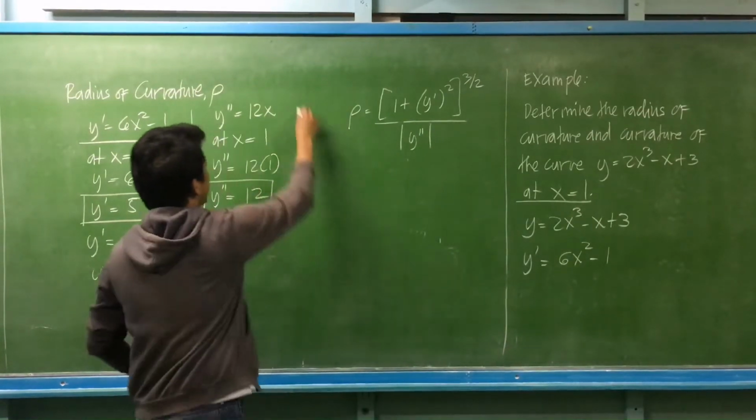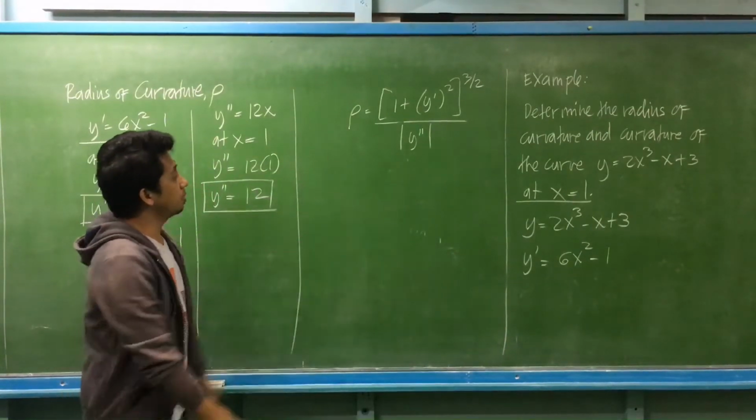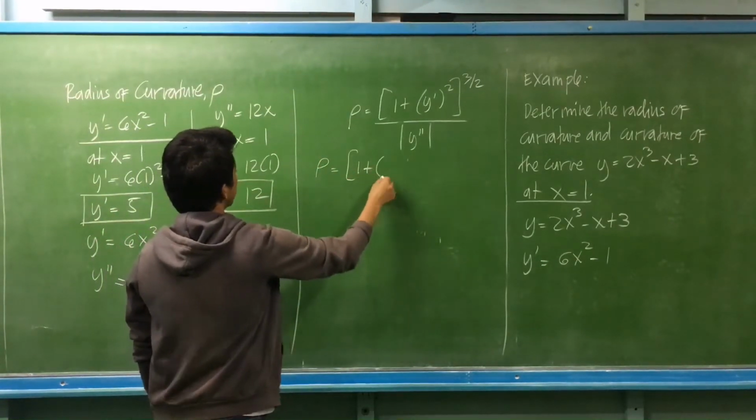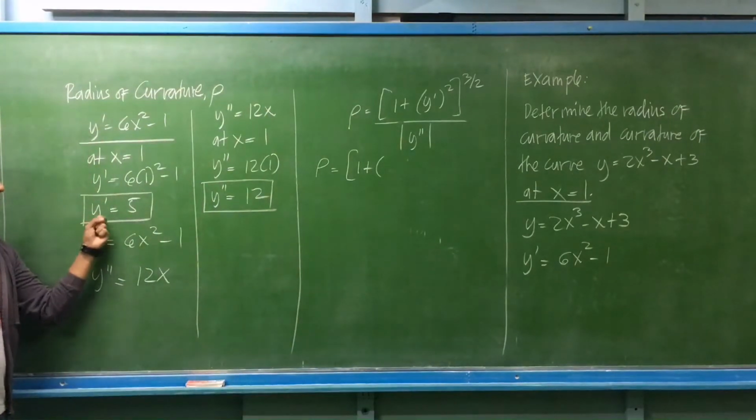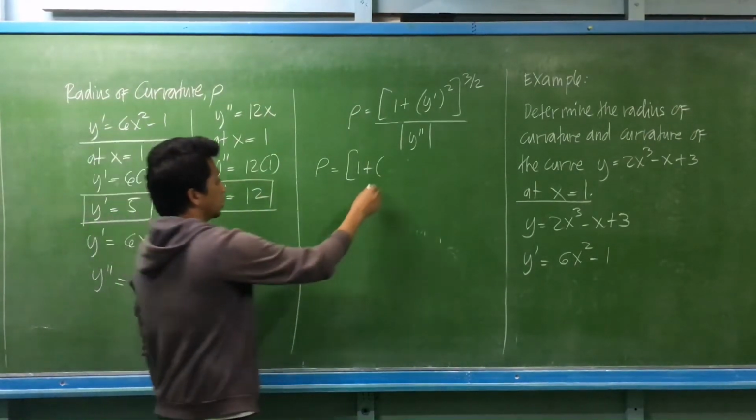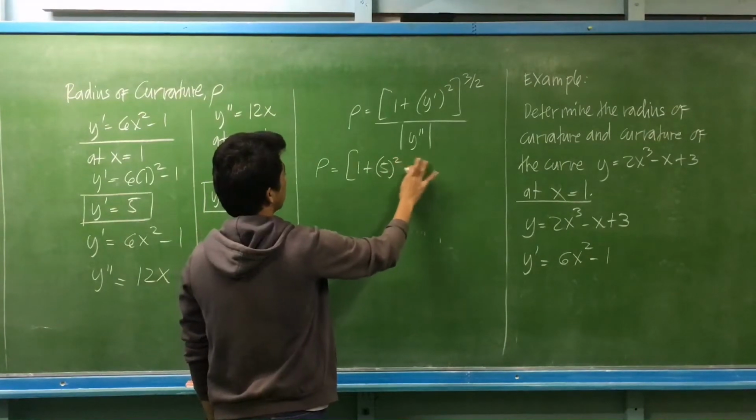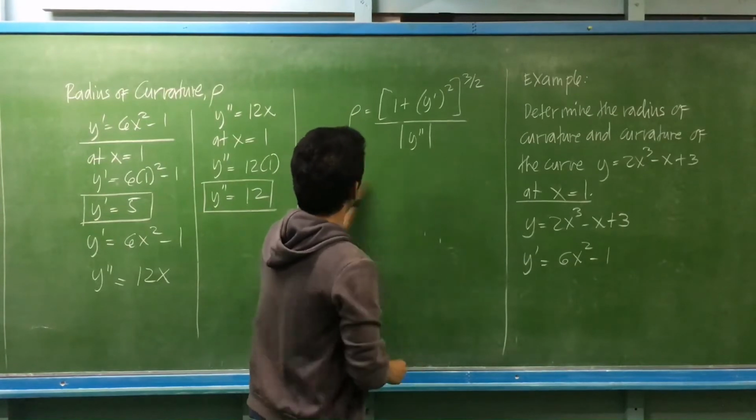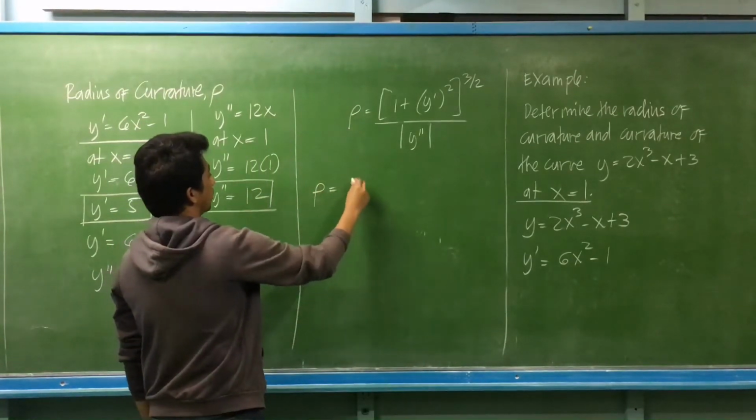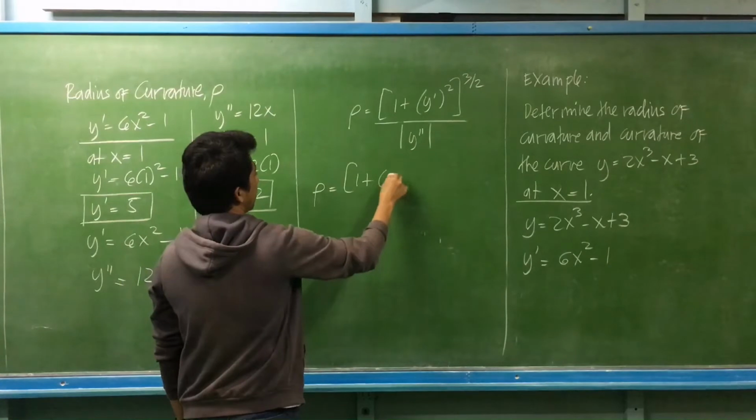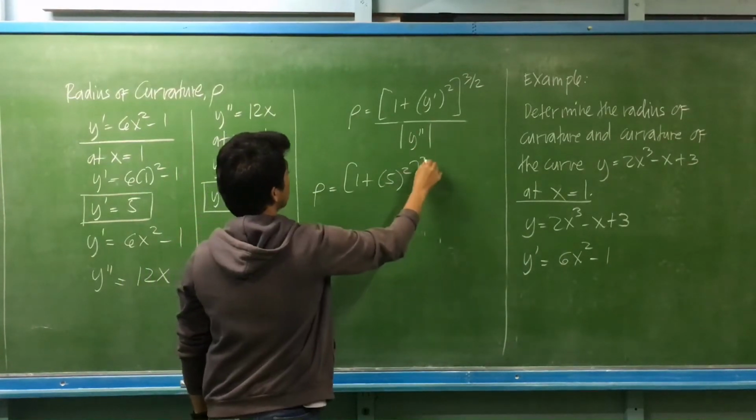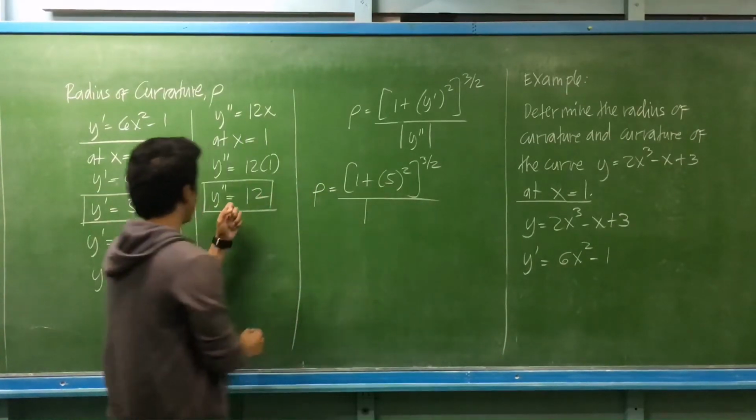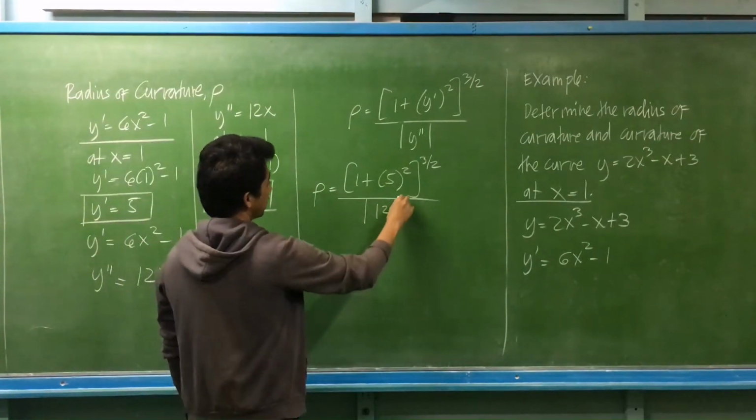So this is now for the radius of curvature. We have rho is equal to 1 plus y prime, what is the equivalent of y prime at x is equal to 1? That is 5 squared, and then this is raised to 3 over 2. So rho is equal to 1 plus 5 squared, raised to 3 over 2, divided by the absolute value of y double prime, that is 12. So this is divided by 12.